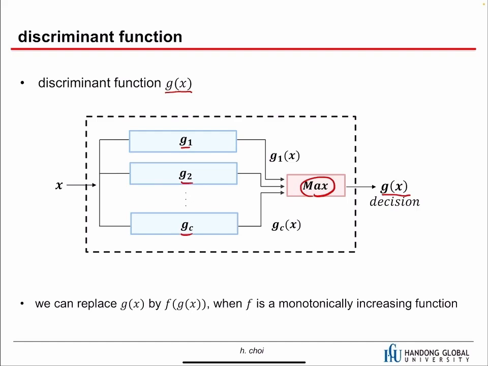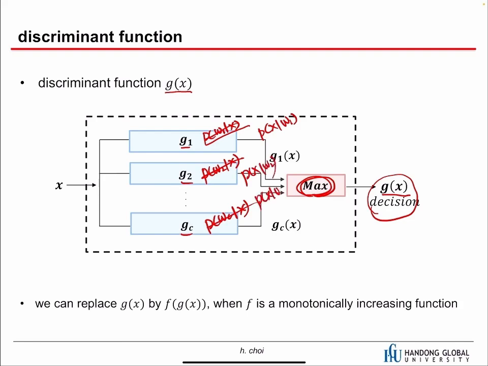So for example, if g sub 1 is p of w1 given x, and this one is w2 given x, up to wc given x, then if we use a maximum operator, this is one decision function based on this posterior. Or we can use some likelihood. Instead of these, we can use likelihood. Or we can use Bayes risk.